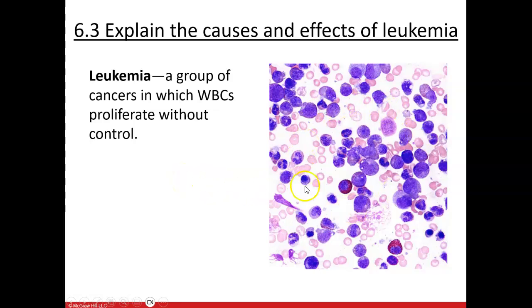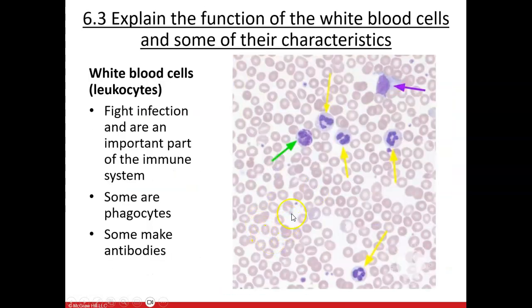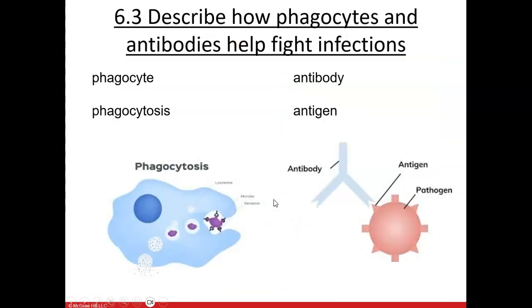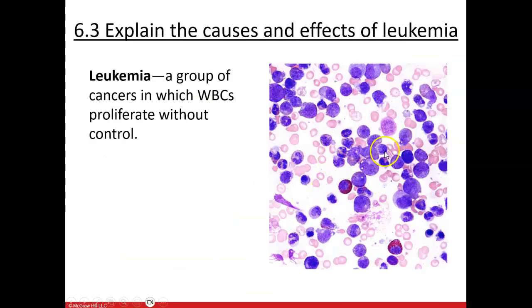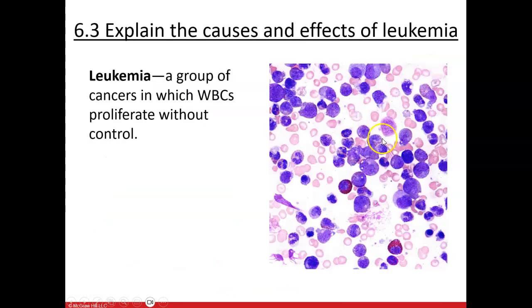So here's a slide of blood from somebody who has leukemia. And these blue or purplish cells are the white blood cells. Now, let me just go back and remind you what normal blood looks like. We've got some of these white blood cells, but there's a lot more red cells. When someone has leukemia, they can have way more white cells. The other thing is these white cells look kind of weird. When you look at those compared to these, these white cells look a lot different than these.